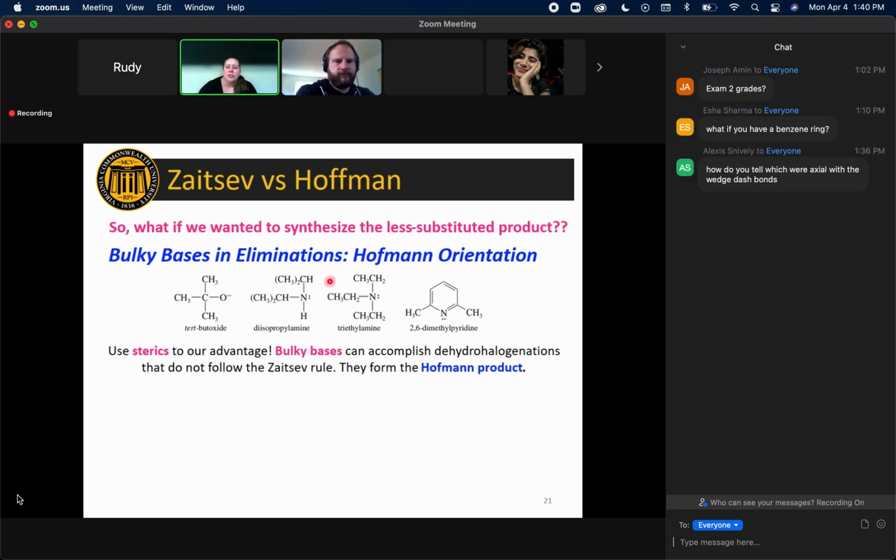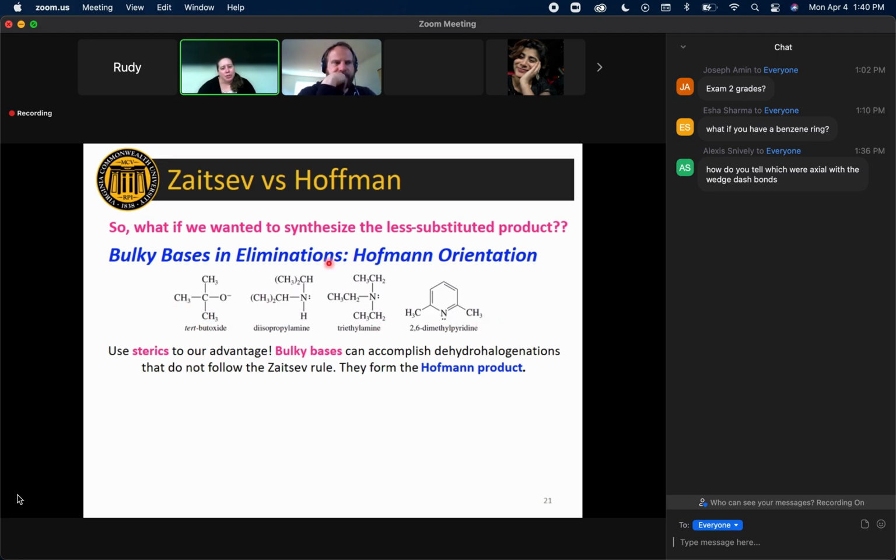So the bases that I'm showing you on the screen here are considered bulky bases. You can see that they have a lot of stuff coming off of the atom or a nearby atom where the negative charge is or where the electron density is built up. And so these types of bases do not follow Zaitsev's rule, and they give what's called the Hofmann product, after the guy who figured this out and published on it first.